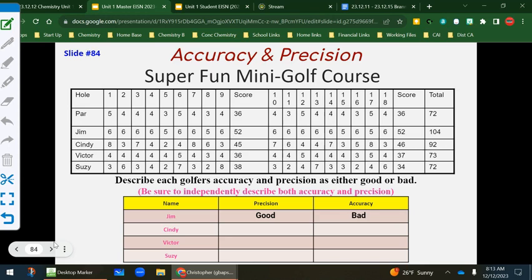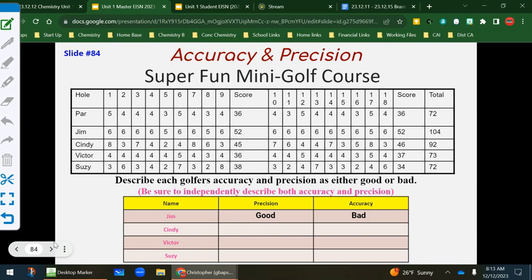What do you notice about Cindy's scores on each of the 18 holes? They aren't close together. They're kind of all over the place, aren't they? High of an 8, low of a 2. That's a pretty big range, right? 6s, 7s, 4s. Same thing over here. High of an 8, low of a 3.